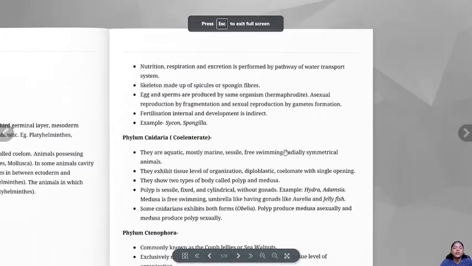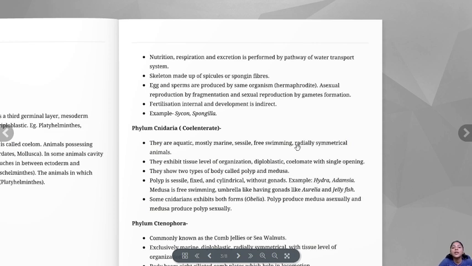Then the next point is that nutrition, respiration and excretion are performed by the pathway of the water system. So they only have this water canal system which performs all the nutrition, respiration and excretion processes. Then the skeleton is made up of spicules or spongin fibers. So the skeleton of these sponges is made up of particles called spicules or the spongin fibers. Egg and sperm are produced by the same organism, so they are hermaphrodite. They have both the egg and sperm produced in the same organism.